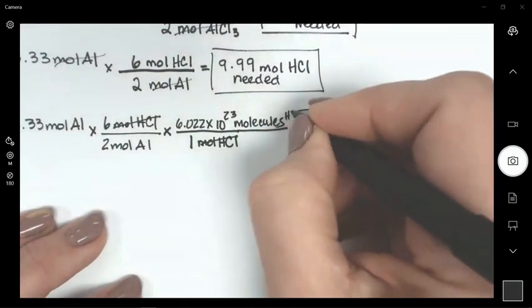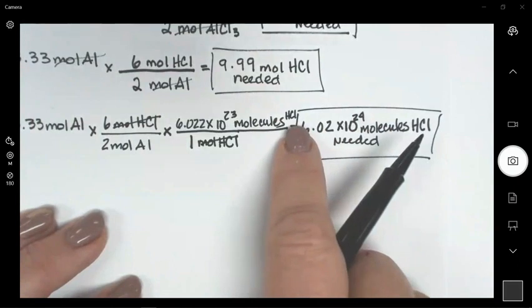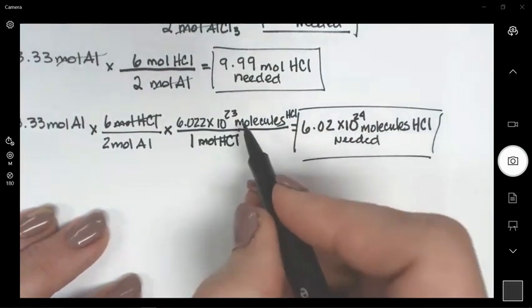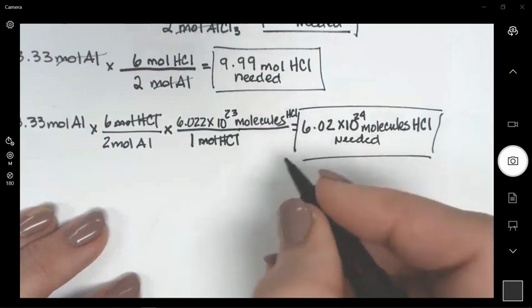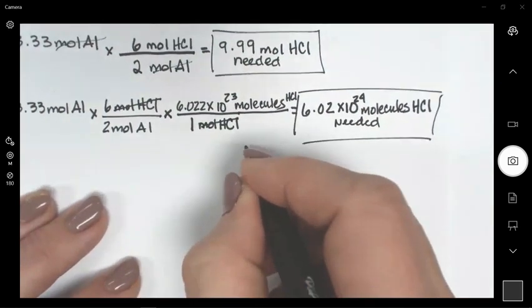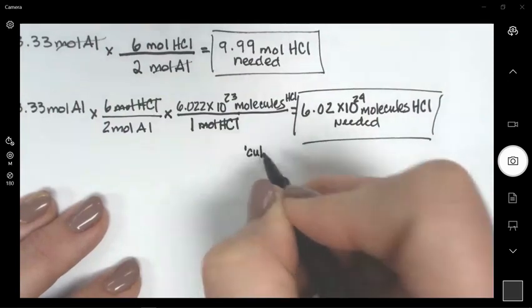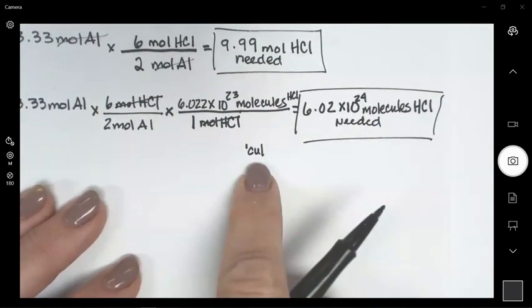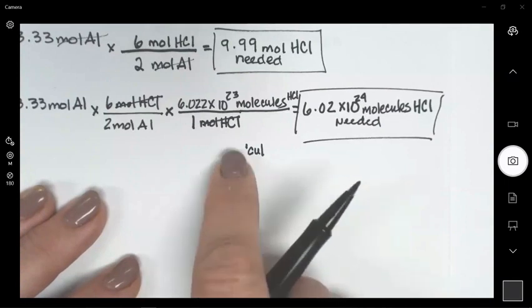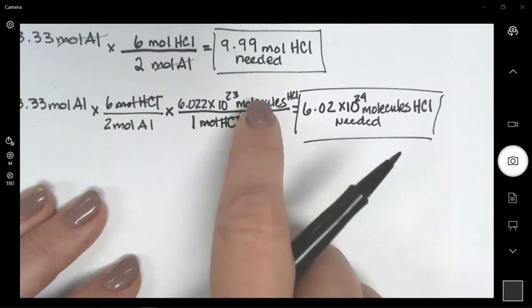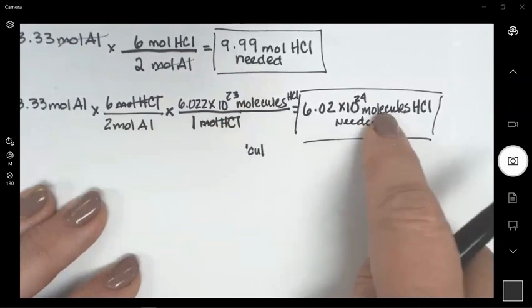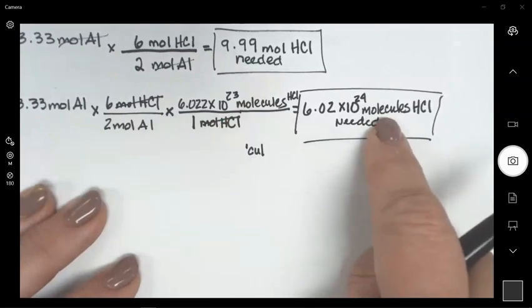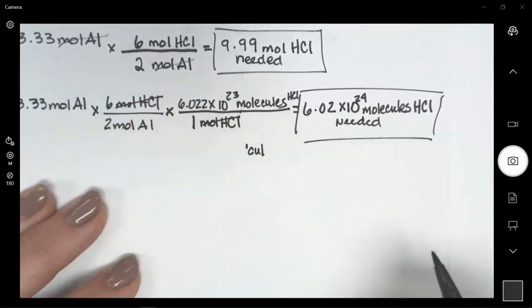Yes, HCl. Now, let me tell you what I do. You cannot abbreviate molecules with mole, molec, or anything like that. But what you will see is it's abbreviated apostrophe, CUL. It's nice and short. So this apostrophe stands for the molecule. You can do that through your stoich, but you can't do it for a final answer.